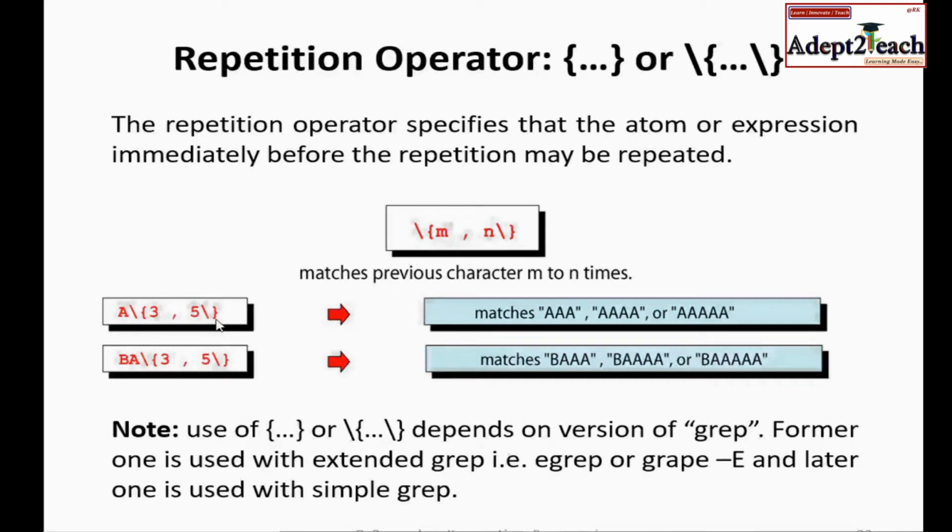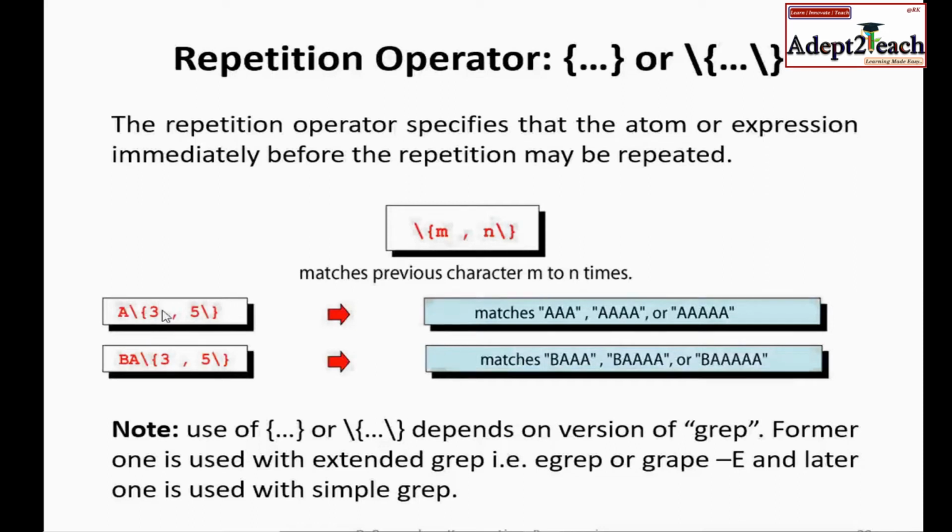Example, the first character is A, I have written 3, comma 5. That means it will match for at least 3 occurrences of A up till maximum 5 occurrences. It should match for how many repetitions at a time?